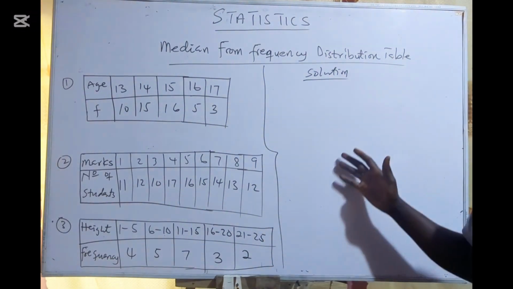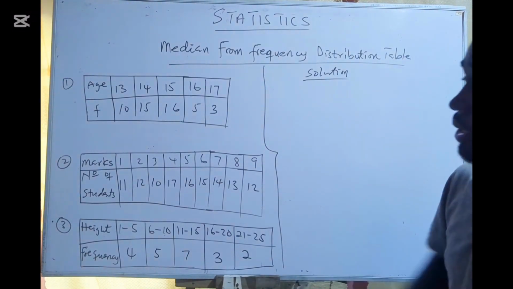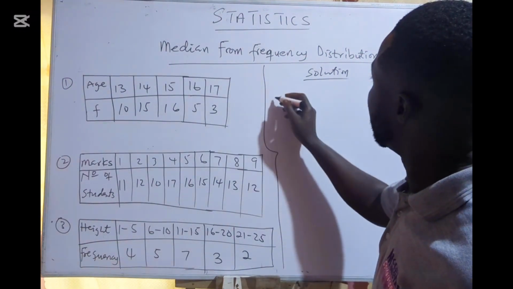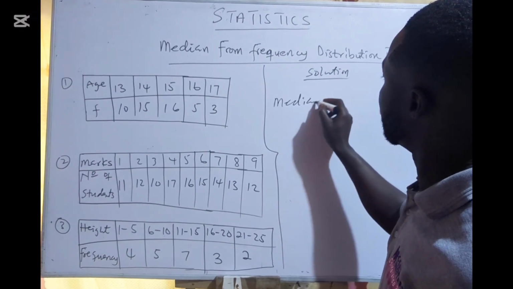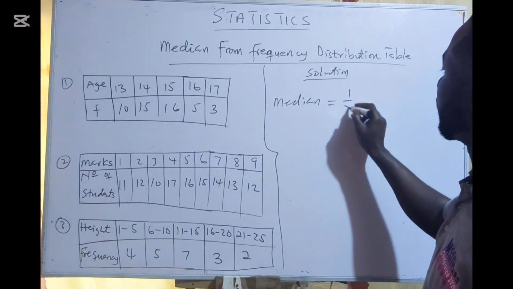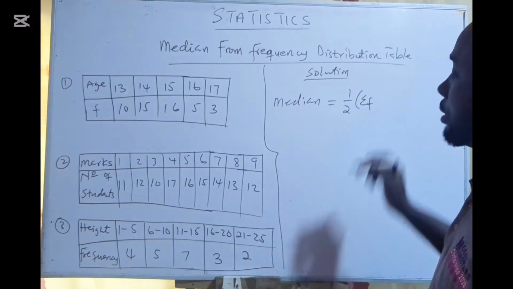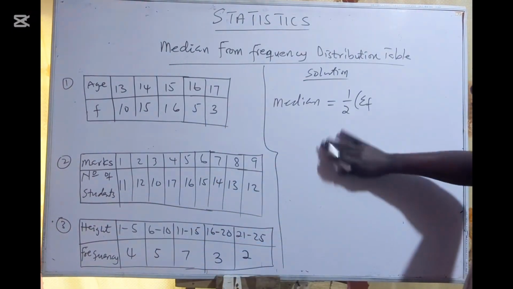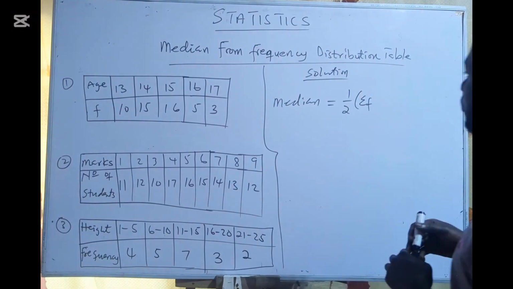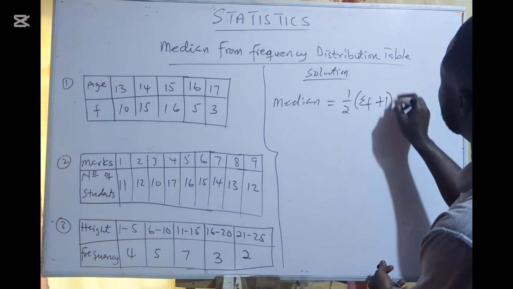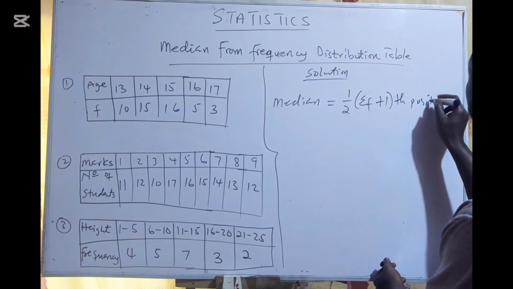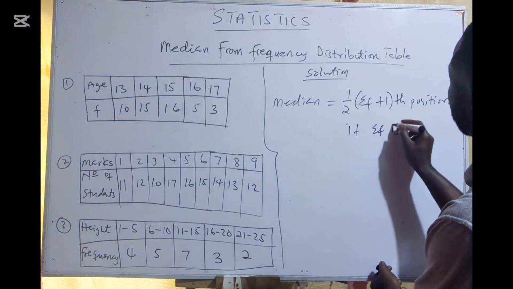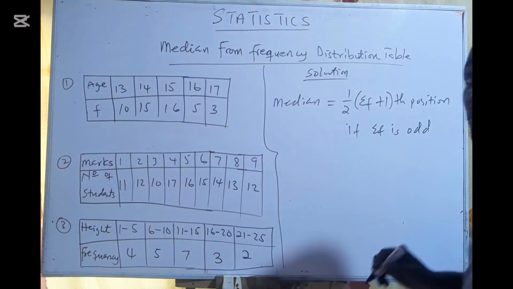As we saw previously, if it is even, there are two numbers in the middle. If it is odd, only one number. So if we have our median from a frequency table, then it is half of what? The total frequency. When we learned a set of numbers, we used n. Here we are going to use sigma f, which represents the total frequency. So if it is odd, you add 1 to it, and that gives the position. If sigma f is odd, take note of this.